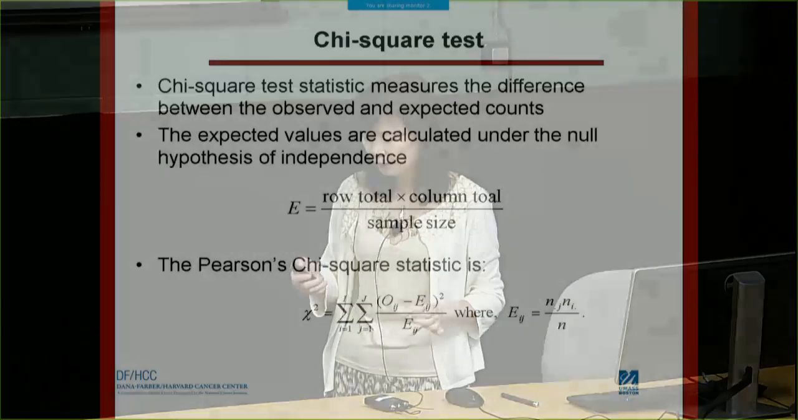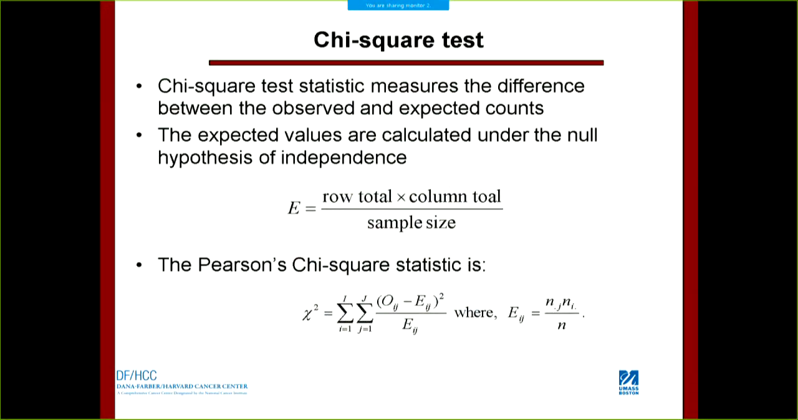Okay, so the chi-square test statistic is calculated based on the assumption of independence. Under the null hypothesis of independence of the column and the row variable, we can calculate the expected value. The expected value is the row total times the column total divided by the sample size here, and then we sum all the differences between the observed value and the expected value to get the chi-square test statistic.